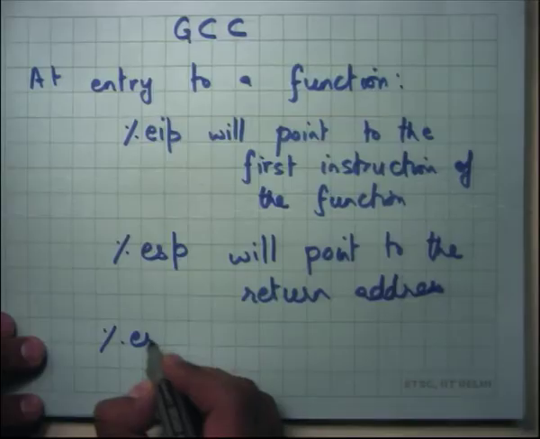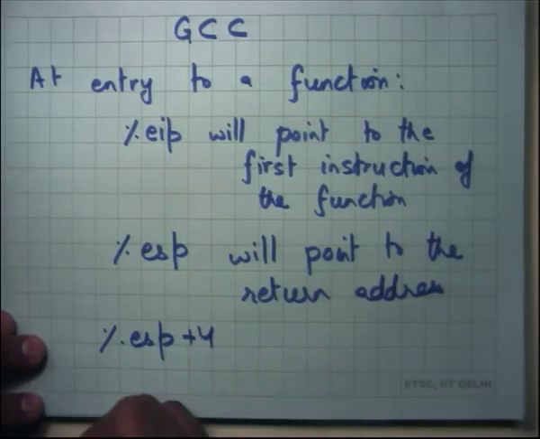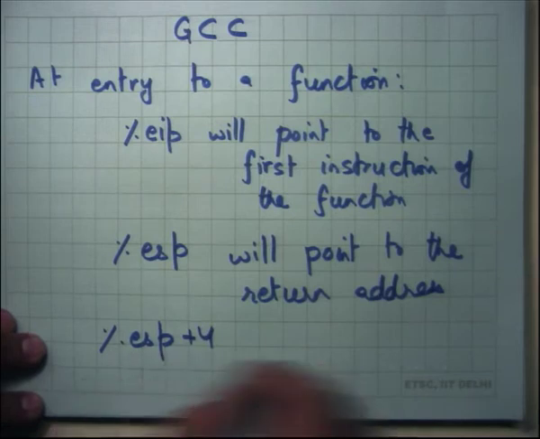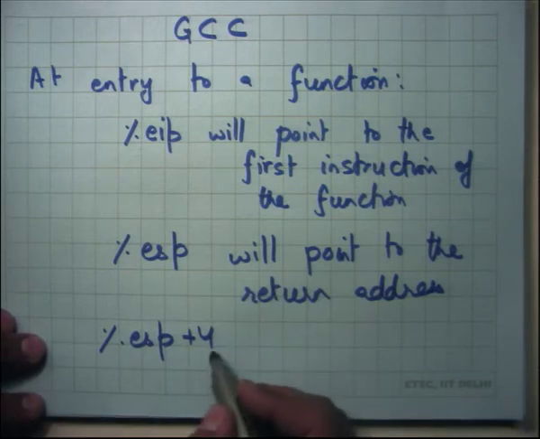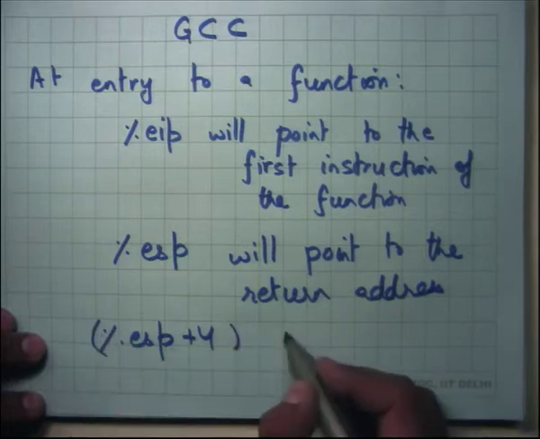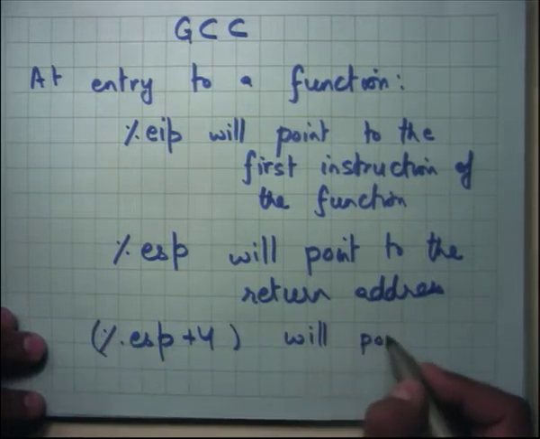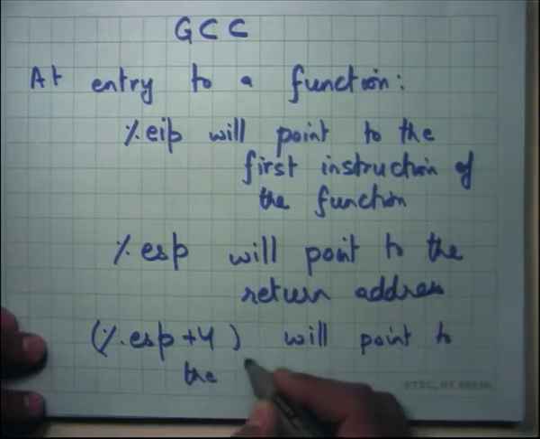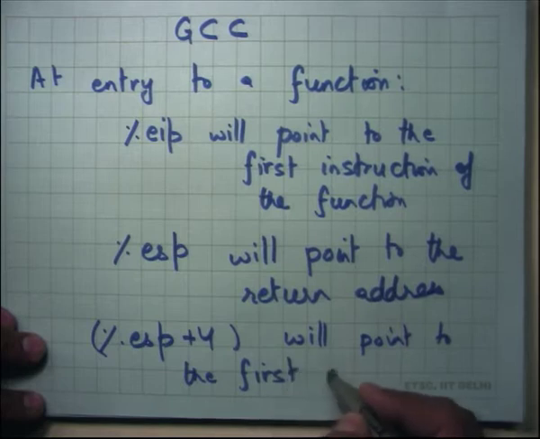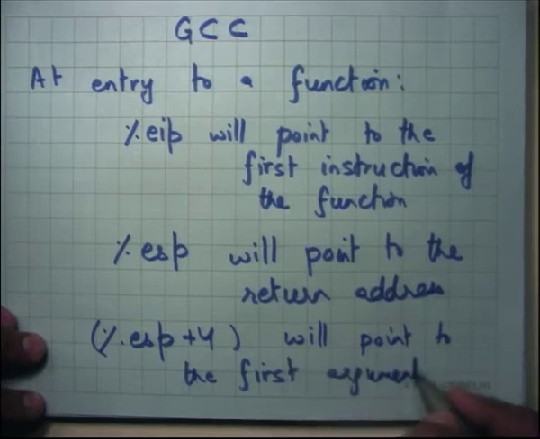And ESP plus 4. As you can see, this is a very 32-bit architecture specific thing, 4 bytes for the return address. It's assuming that the return address is 4 bytes, and ESP plus 4 should point to the first argument of the function.